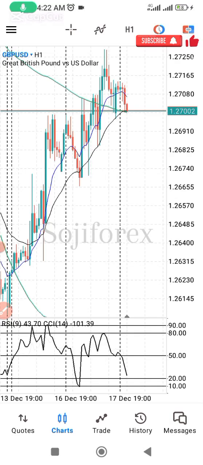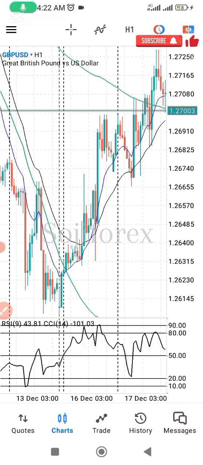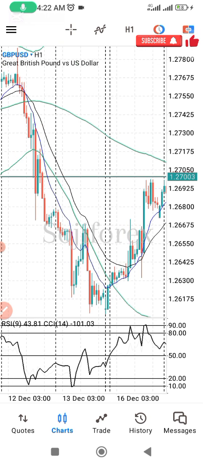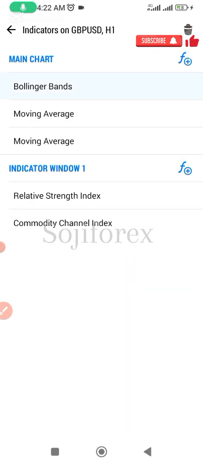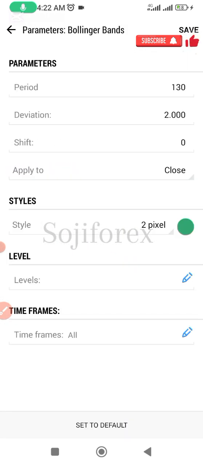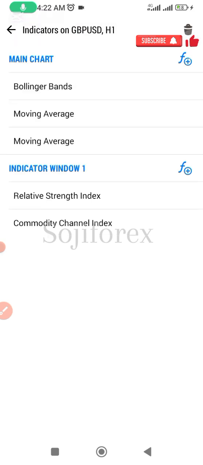One of the greatest advantages of my trading strategy that I've come to discover over time is the use and the incorporation of Bollinger Band. The Bollinger Band you are seeing on this chart is not your regular trading Bollinger Band. As you can see in the setting, this Bollinger Band is period 130, the deviation is 2.0, shift is 0, and you apply it to your close.